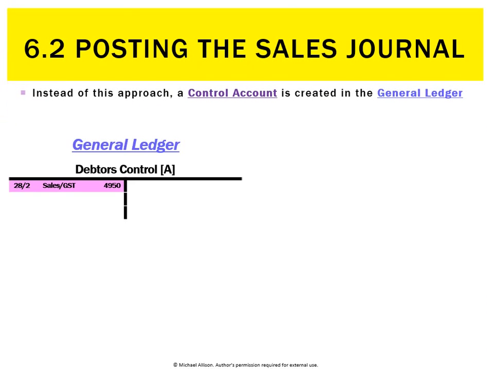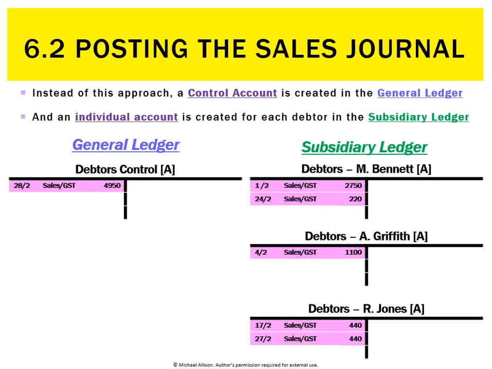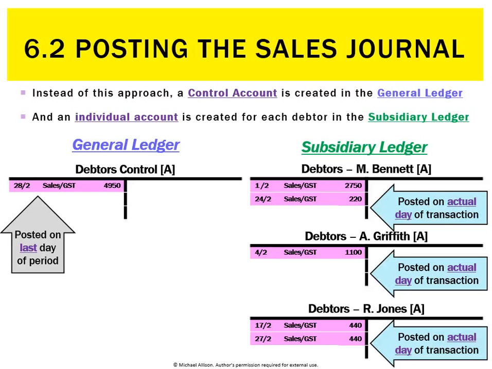So what we'll do instead is have in the general ledger just what's called a control account, and that'll just have the overall total for the month posted to it. What we'll do is create what's called a subsidiary ledger, and in that ledger we'll create a separate ledger account for each debtor. So you can see we've got one for M. Bennett, one for A. Griffith, and one for R. Jones. So in the general ledger we post transactions on the last day of the period. In the subsidiary ledger though, you can see that each transaction there has happened on the actual day that it occurred.